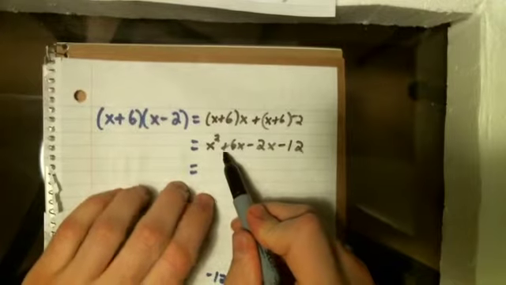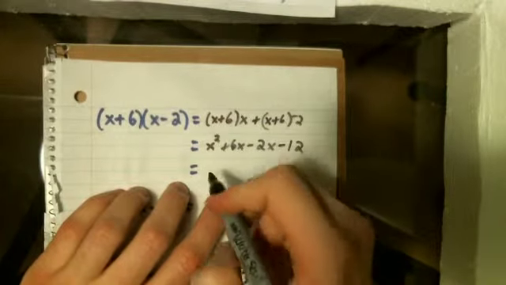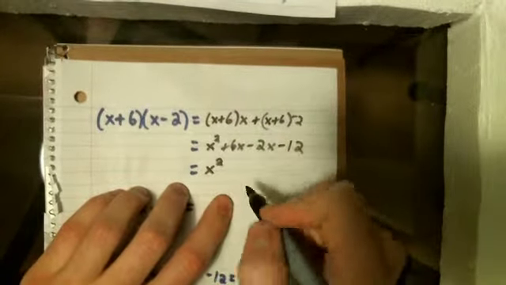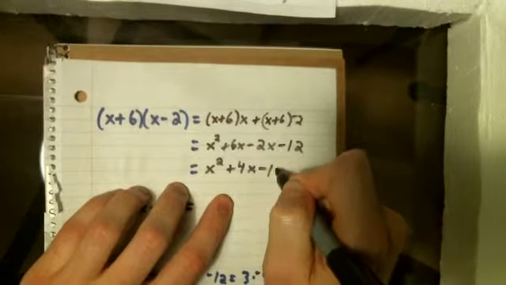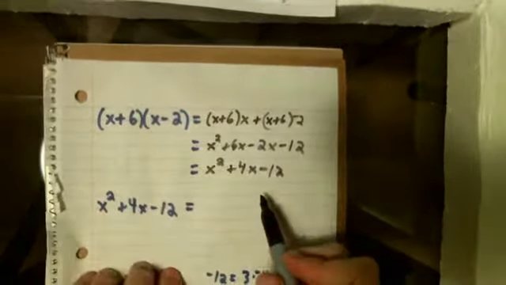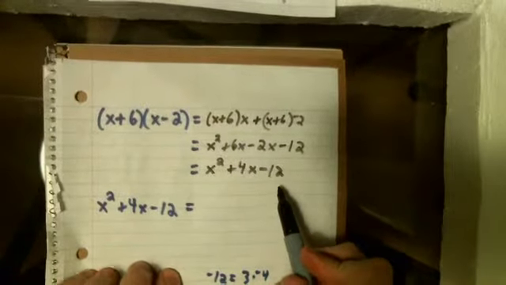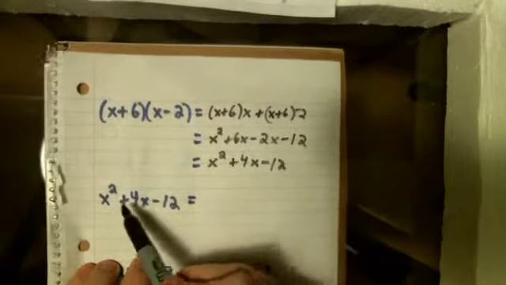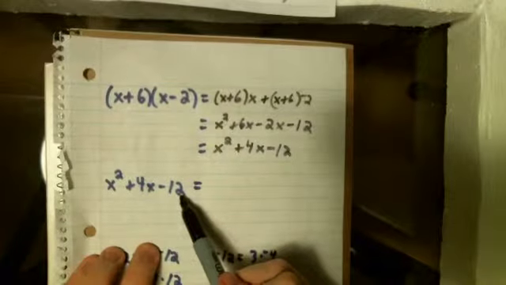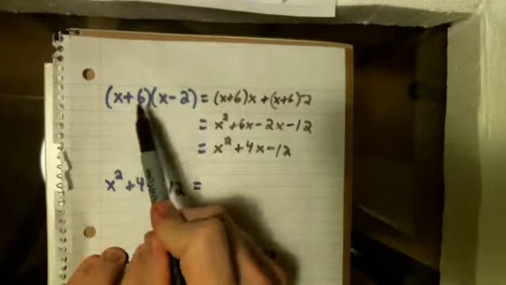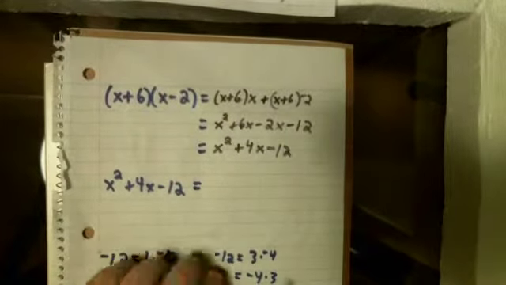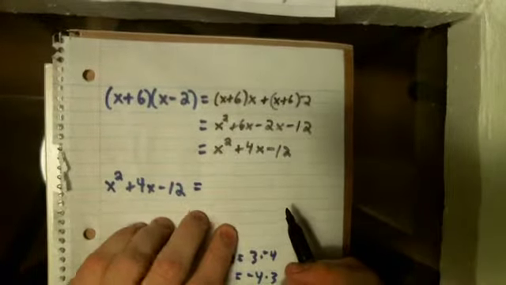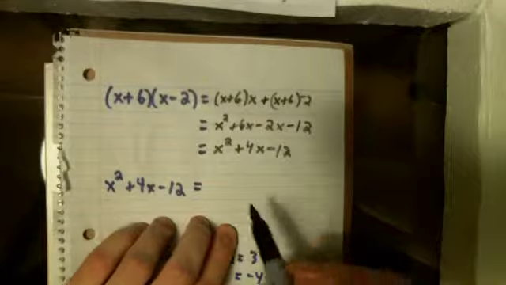And then we can combine like terms here. 6x minus 2x is 4x. So we get x squared plus 4x minus 12. All right, now let's say we wanted to go in reverse. Let's say we had x squared plus 4x minus 12, and we wanted to write it as stuff in parentheses multiplied together. We want to factor it. Well, let's look at how we'd have to do that.